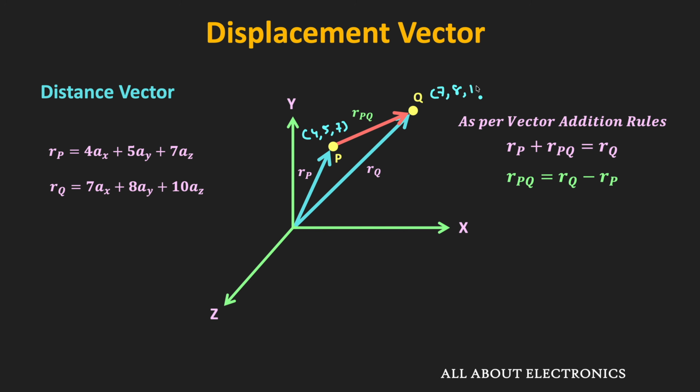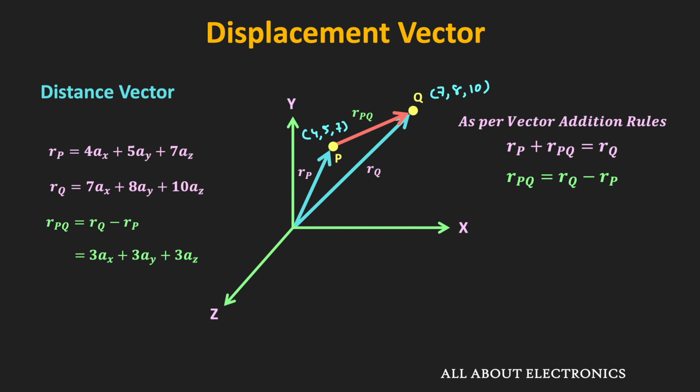8, 10). So here, for the given 2 points, this displacement vector RPQ is equal to RQ minus RP, and that is equal to 7 minus 4, that is 3ax plus 3ay plus 3az. So that is how we can find this displacement vector, and in this way we can represent any vector in the 3D space that is not originating from the origin.